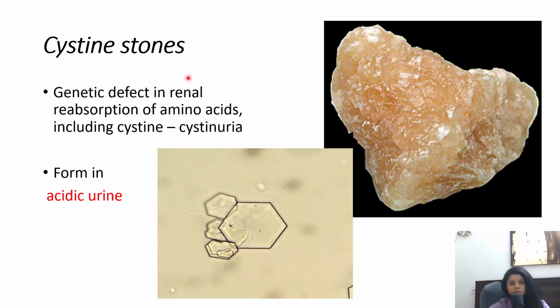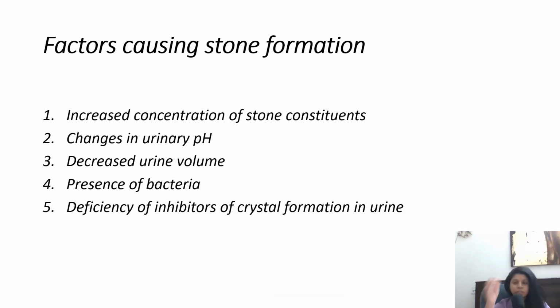Then lastly, there are cystine stones. Genetically defective patients with cystinuria, hypercystinemia, etc. will have cystine stones that are precipitated in the acidic urine again. They look like gemstones. Such stones are passed through the urine. Only the struvite stones are so large that they are confined to the kidney, and mostly the other stones are smaller and can pass normally through the urine.